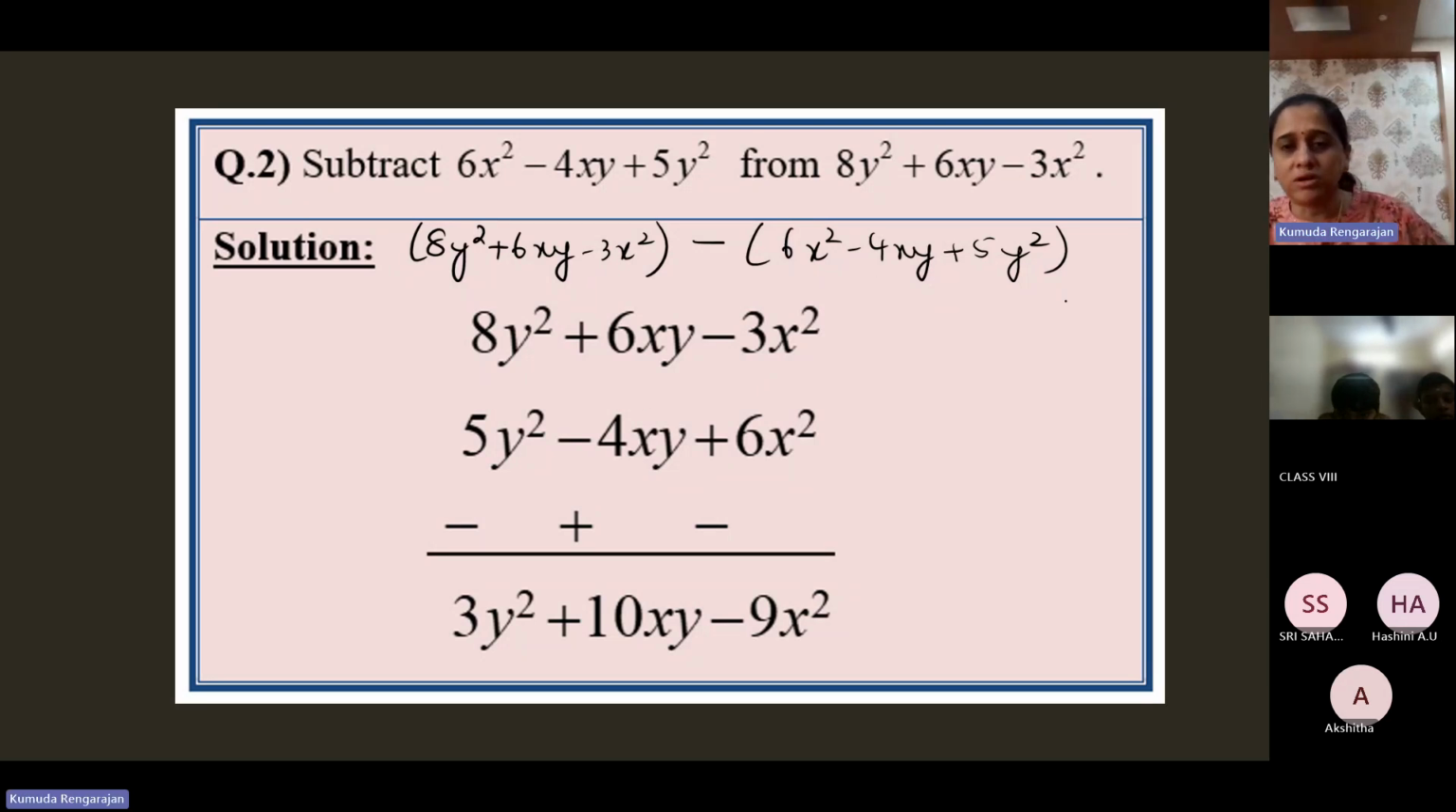Okay, so this is the horizontal method. What you see here is the vertical method. You can do it either way.